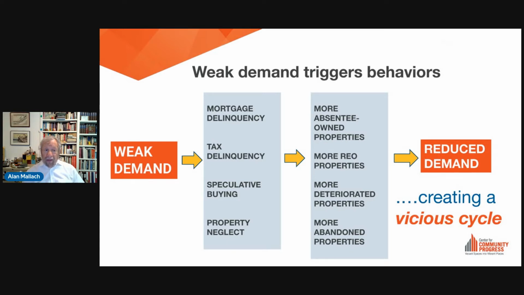So the upshot is, and we'll talk about tracking these through data later on, as the market gets weaker, you will see more absentee-owned properties as properties flip from home ownership to investor ownership, more REO properties being held by banks, or for that matter, properties that become the property of the city or the county, or end up in a land bank.